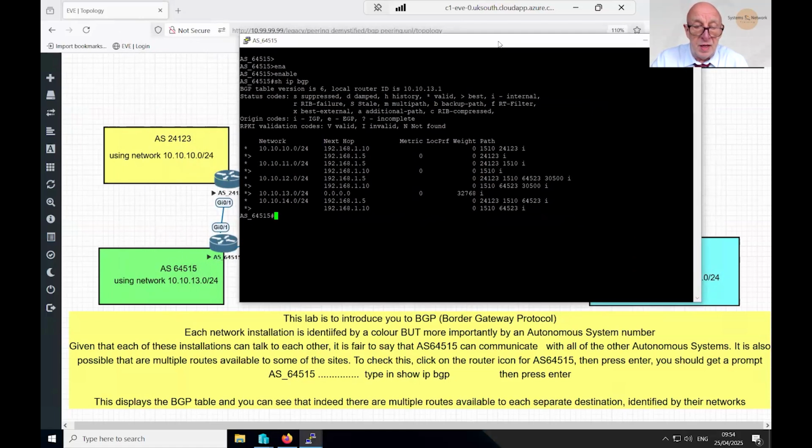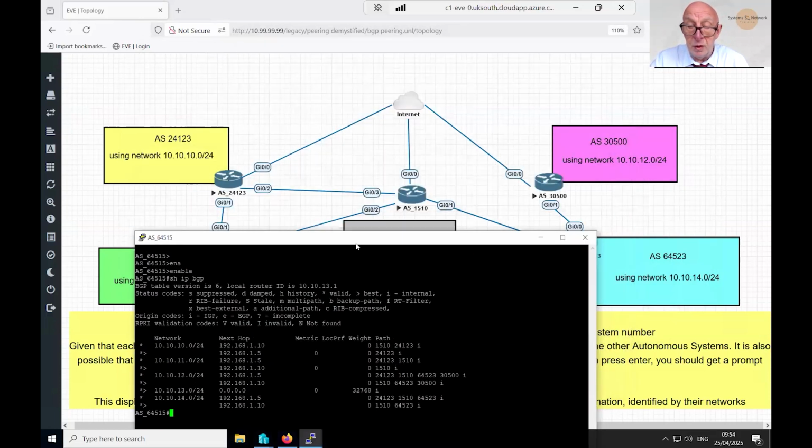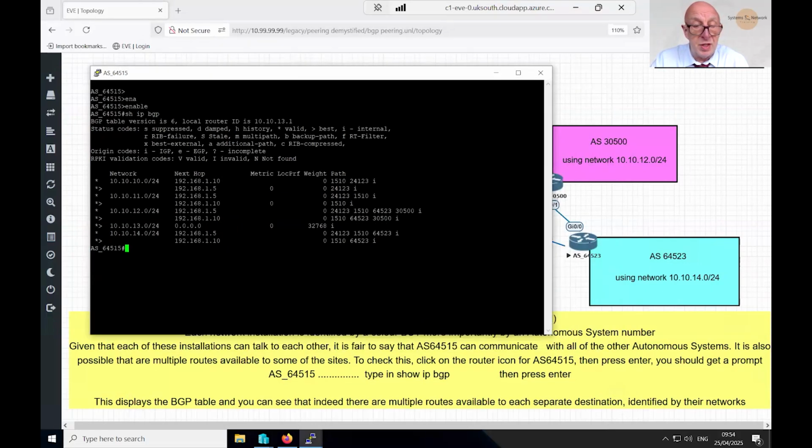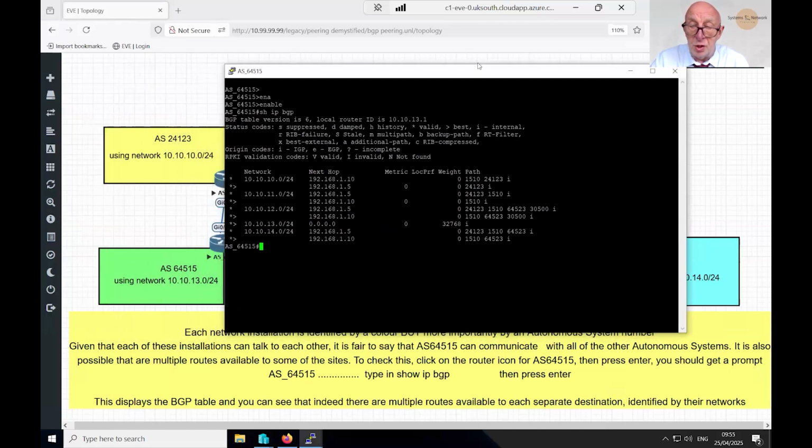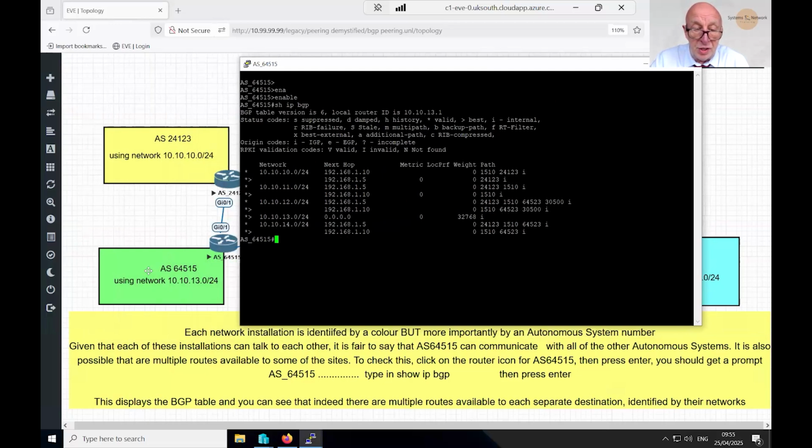So I'm just going to move across there so you can see what I'm talking about. I am looking at AS64515, this green one here. Its internal network is 10.10.13. And if we have a quick look across here, we can see there's 10.10.10, this one here. There's 10.10.11, which is the one in the middle. There will be 10.10.12, that's this one. And there is 10.10.14 here, which is this one over here. And we can see also that it does make mention of 10.10.13, which you remember is its local network number. And it's this one here.